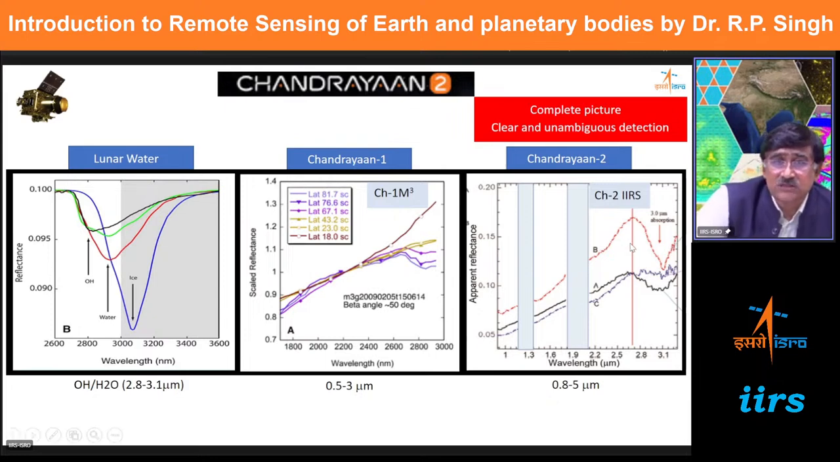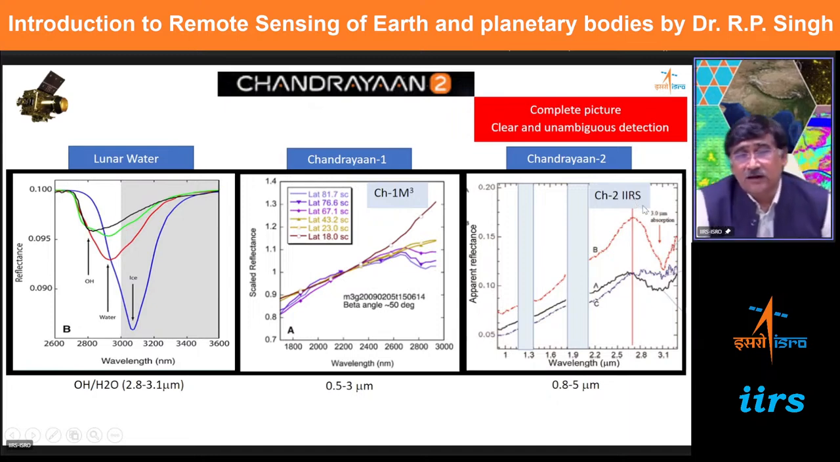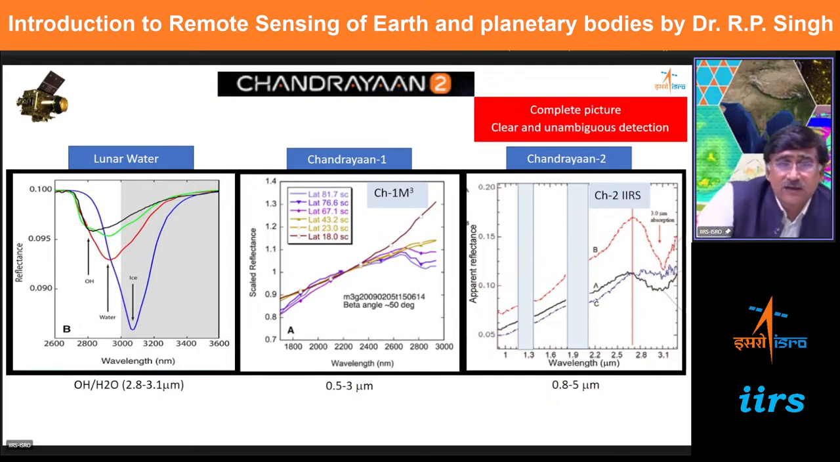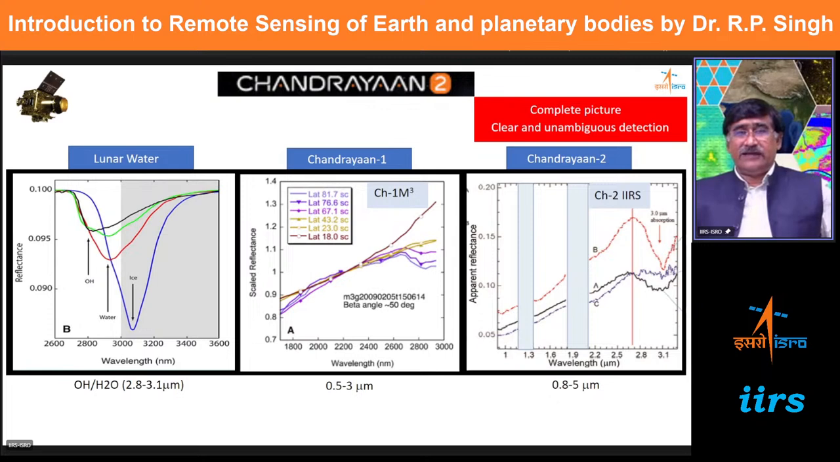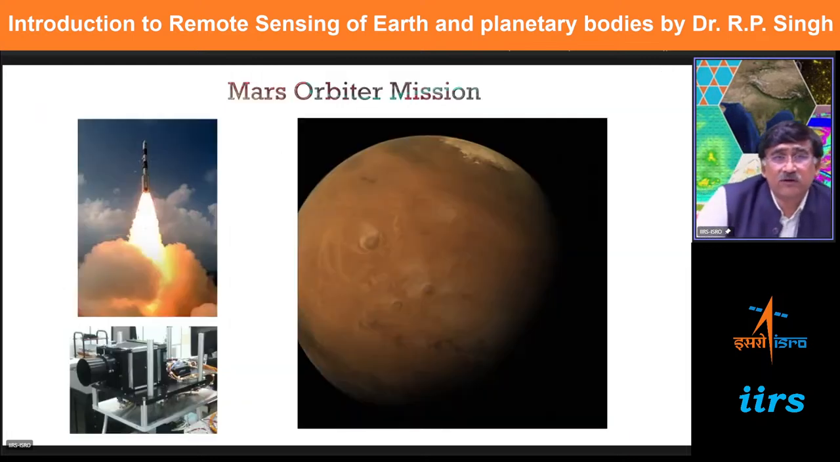Later on, a specialized instrument in Chandrayaan-2, called IIRS, was placed, configured with spectral sensitivity around 3000 nanometers, or even up to 5000 nanometers, what we call 5 microns wavelength region. And the dips of these OH and H2O molecules were seen distinctly. That's how the complete picture is now clear and unambiguous detection has taken place. So a story that started in 2008 was now proven in Chandrayaan-2, that this particular region has those components. It was an important mission from that point of view.